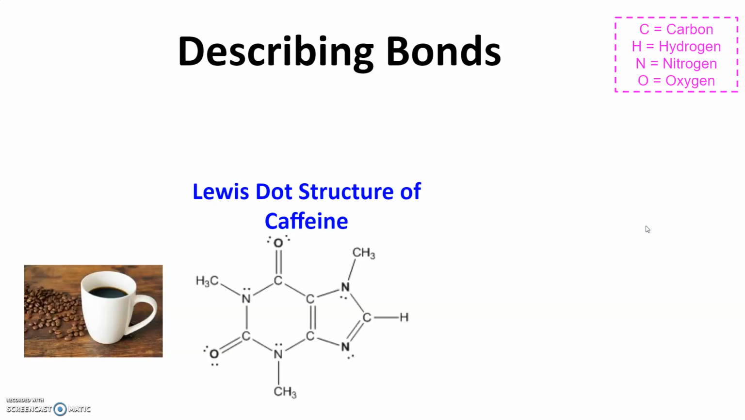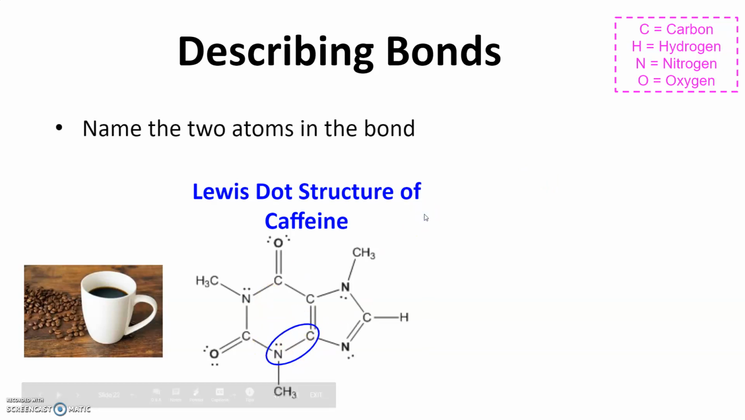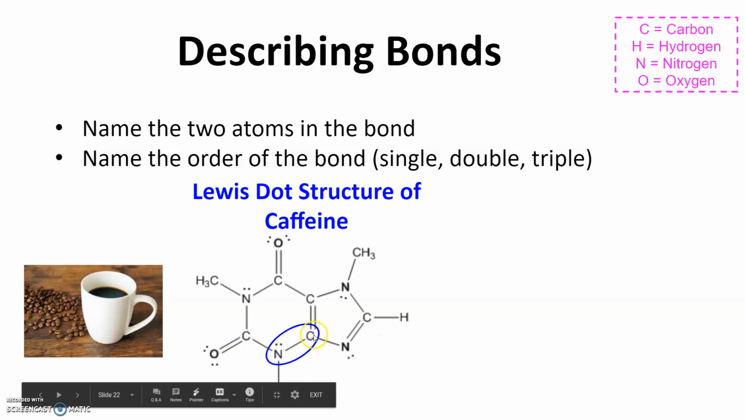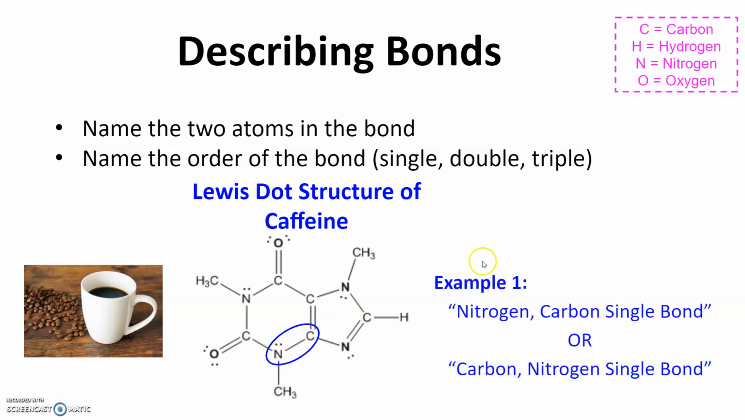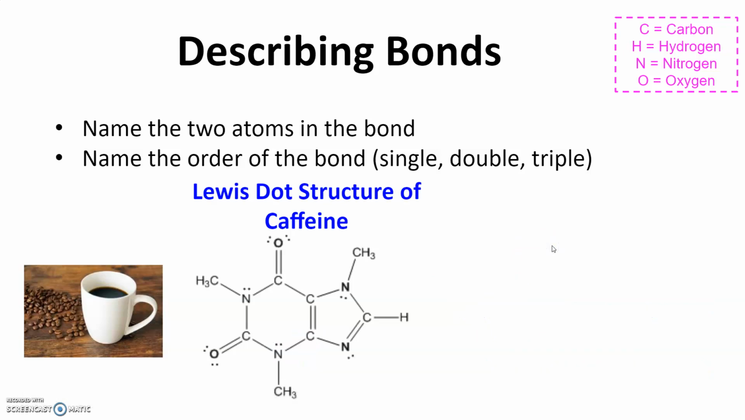All right, so learning the bond order is important in order to describe a Lewis dot structure. So we're going to take a look at how we describe a bond like this, that's circled here. In order to describe a bond, you have to name the 2 atoms in the bond, and then name the order of the bond, so it's single, double, or triple. And I've listed the atoms at the top over here so it'll be easier. So in this case, I see I have a nitrogen and a carbon connected by a single bond. So I can call it a nitrogen-carbon single bond or carbon-nitrogen single bond. The order of the atoms typically doesn't matter. Let's look at another example.